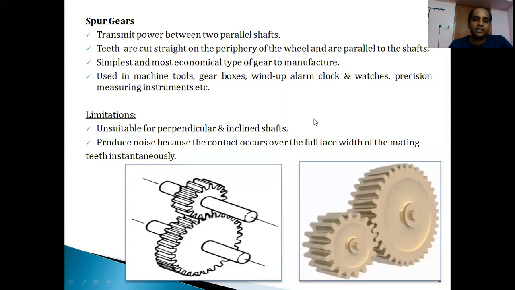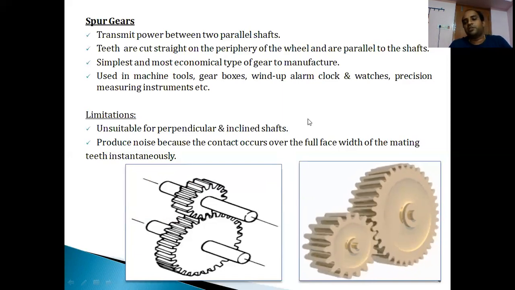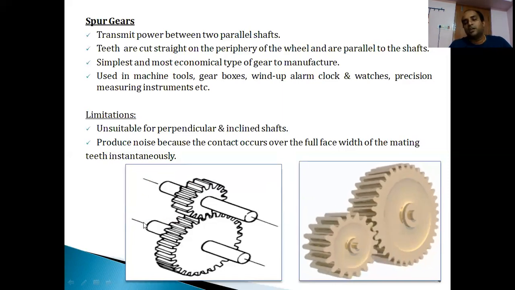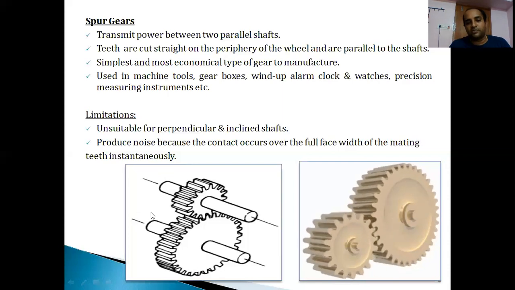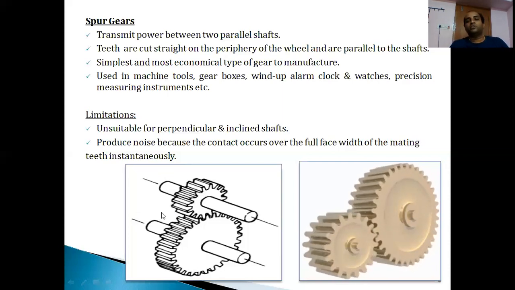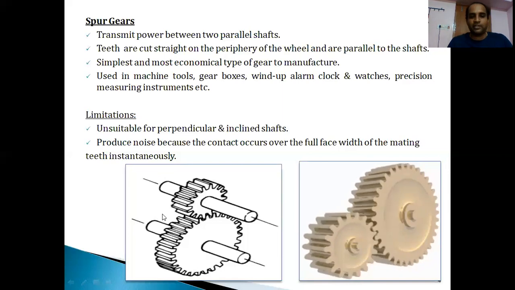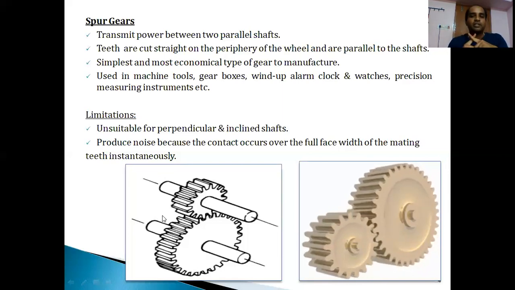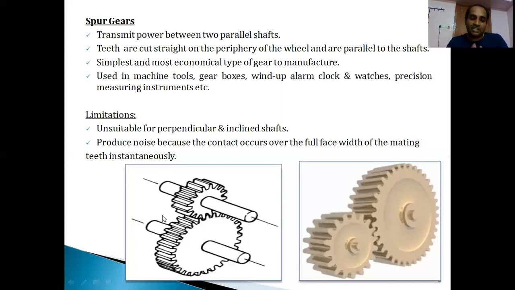But the spur gear also has some limitations. As I was telling you, these are used for mounting only 2 parallel shafts. If there are perpendicular shafts or inclined shafts, you cannot use the spur gear. If there is any mechanism or device where you want to position the shafts perpendicularly or at some inclination, then you cannot use these gears. So this is a very important disadvantage.